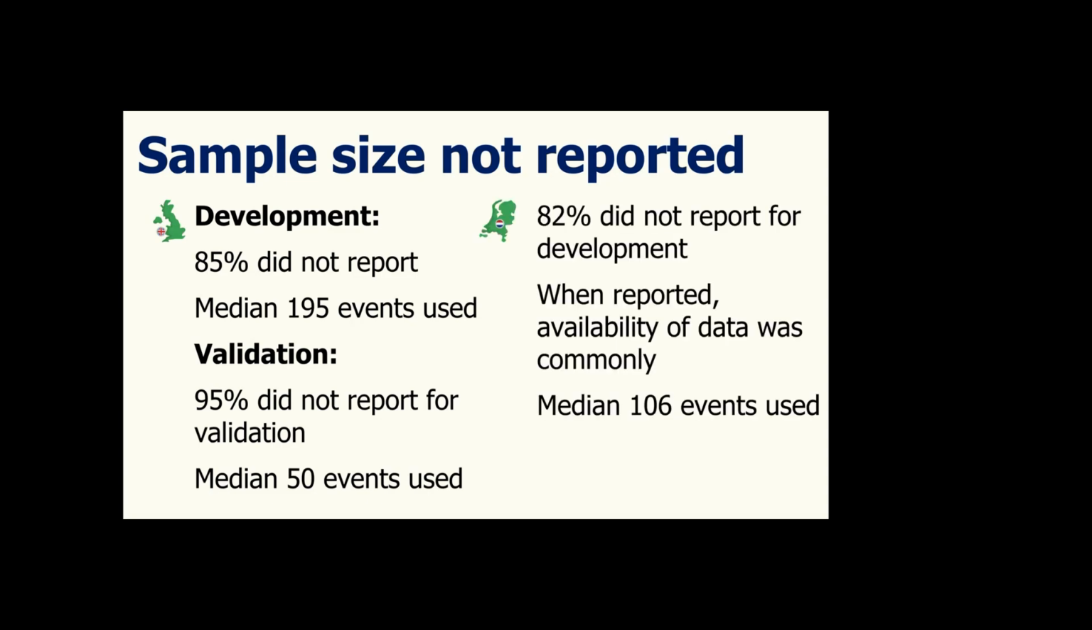With the Utrecht review, it was very similar. 82% were not reporting their sample size calculations or justifications for developing their model. And when it was reported, the availability of the data was a commonly provided justification for their chosen sample sizes, with a median of 106 events being used to develop their models.